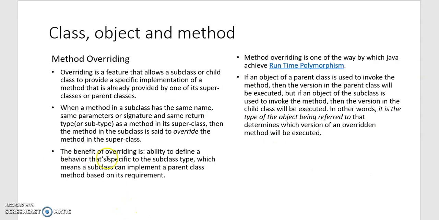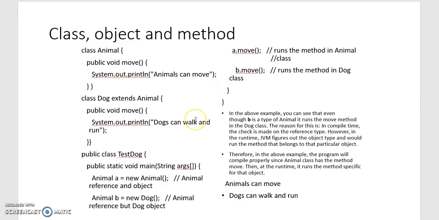Now when we talk about overriding, it has already been explained, so you can refer to this particular slide for the theoretical aspect. Now let us move into this program. You have a class Animal which has a move function, and Dog extends Animal, which means Dog is inheriting from Animal, and again this has a move function. It is going to display animals can move and dogs can walk and run in the respective move functions.